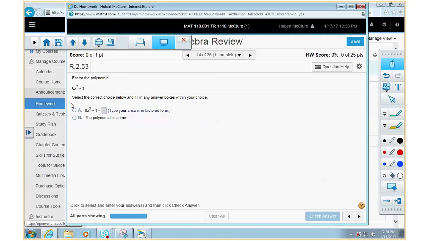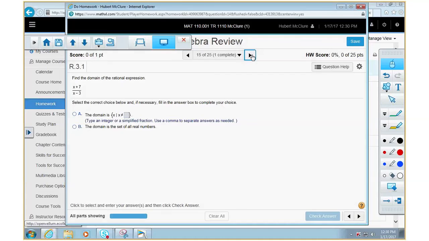There we go. What's the cube root of 8x cubed? 2x. What's the cube root of 1? 1. So that's going to be 2x minus 1, 4x squared plus 2x plus 1. And you're going to see those. You're going to see shortcuts.